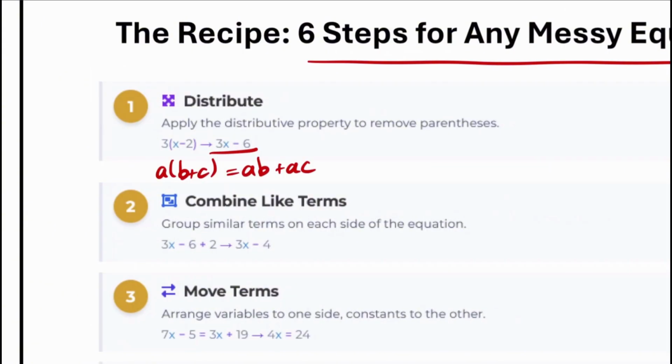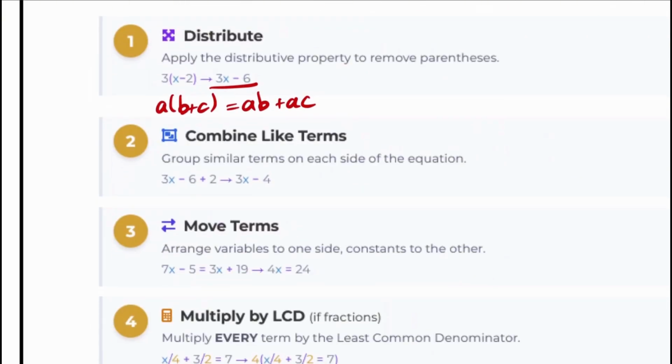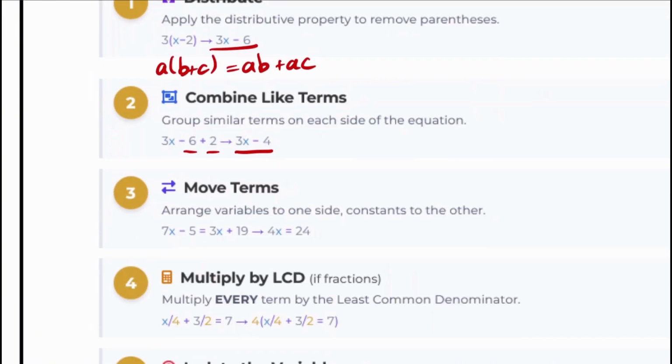The second step is to combine like terms. I just talked about it. When we have like terms, the logical way is to simplify everything by combining them. For instance, at this point, 2 minus 6 is going to be negative 4. 3x is going to be there by itself, so you have 3x minus 4.